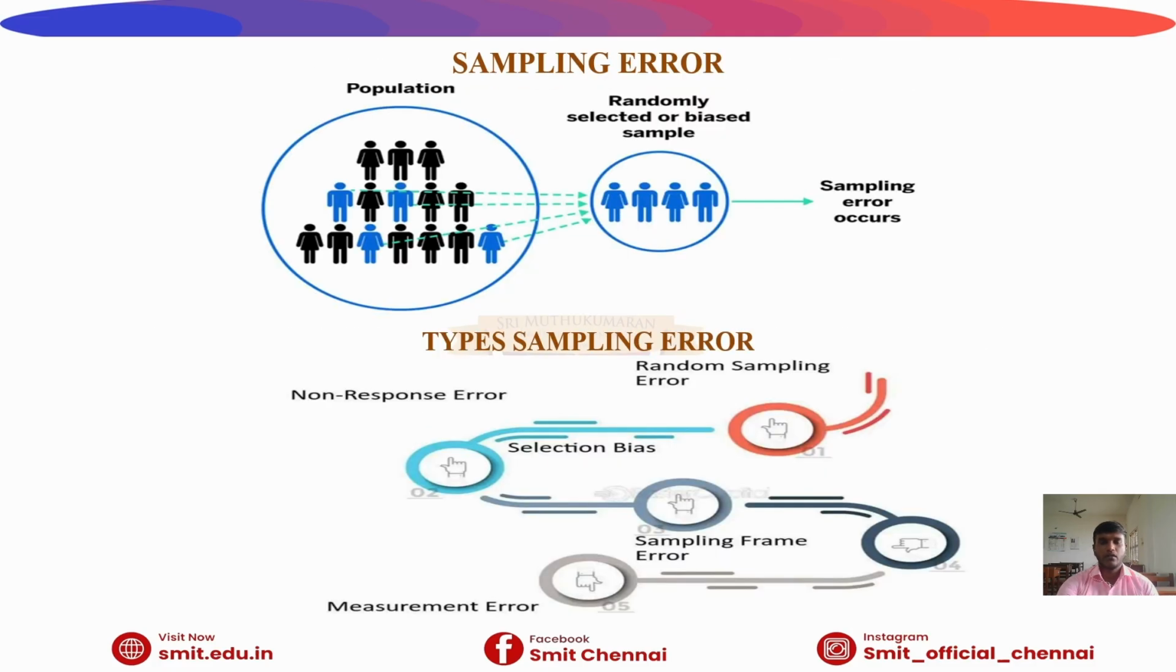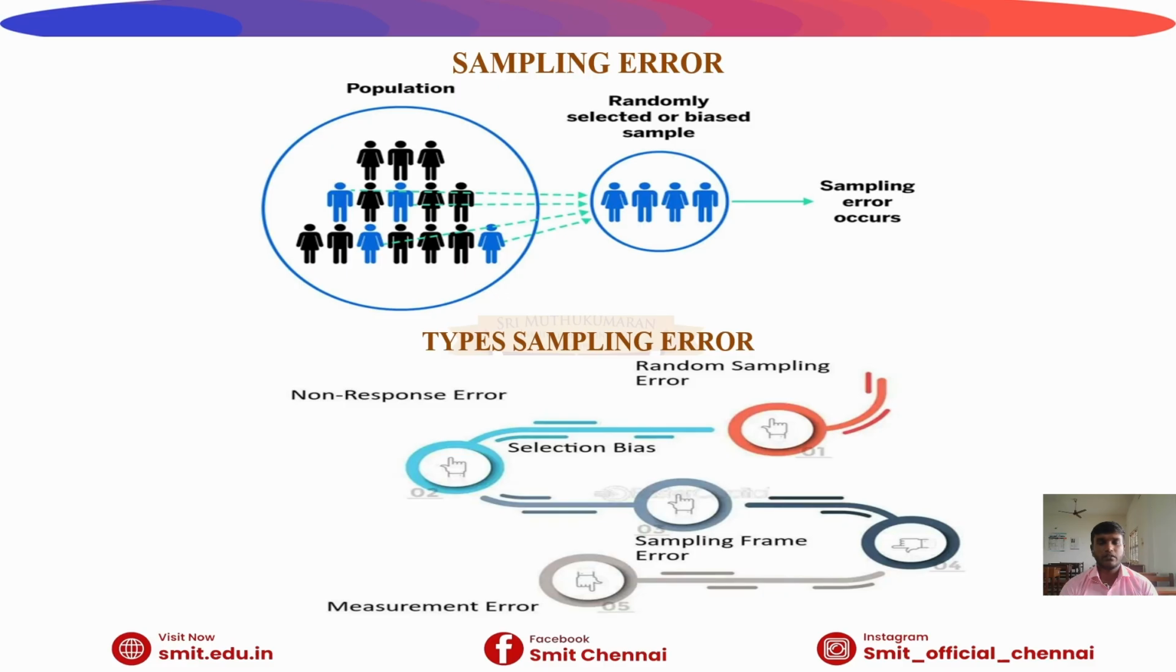Sampling error. Sampling error is the difference between a sample statistic and the corresponding population parameter. For example, if the true population mean is 50 and your sample mean is 48, the sampling error is 2. In every sample, there will be an error. We have to remove that error. After that, only we have to do some analysis.